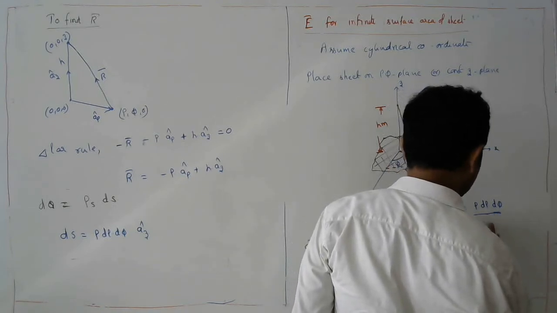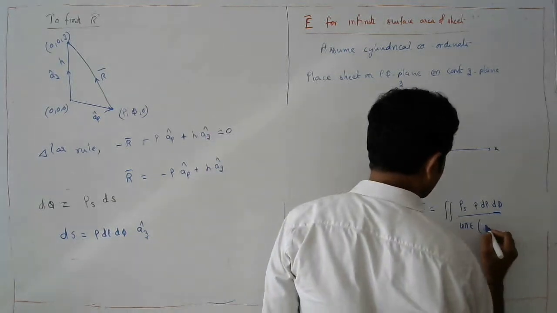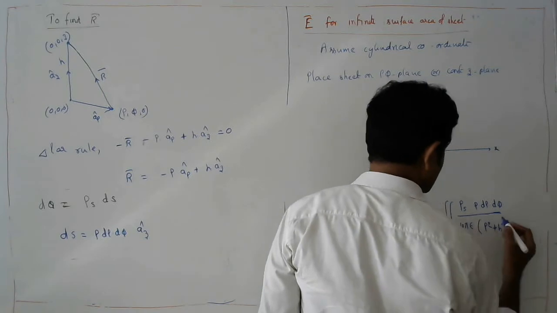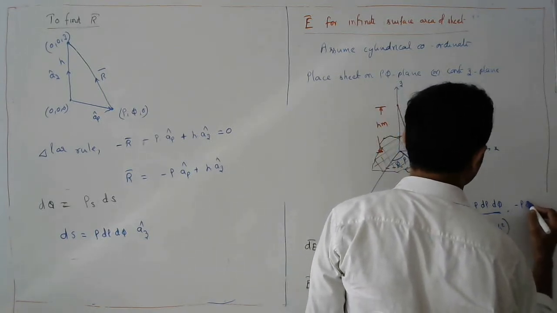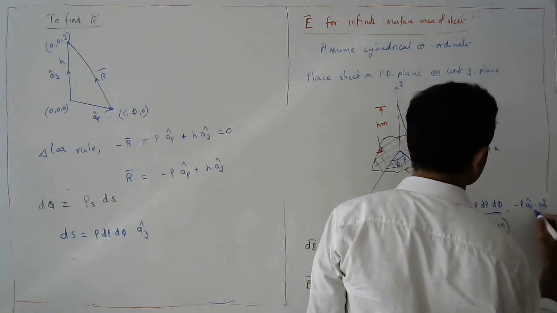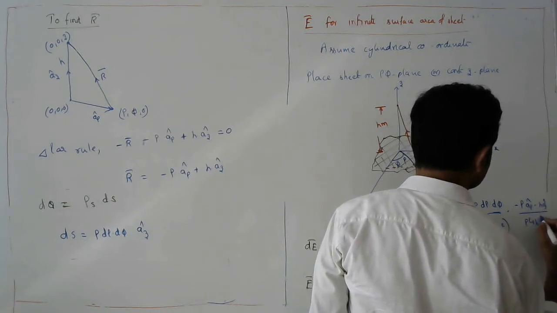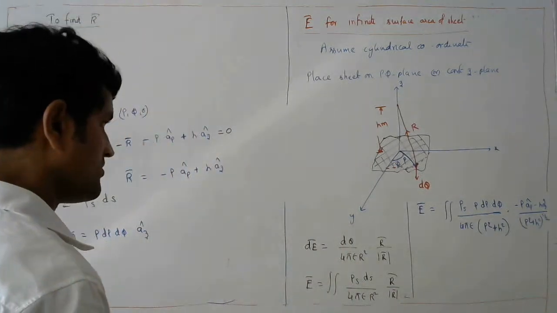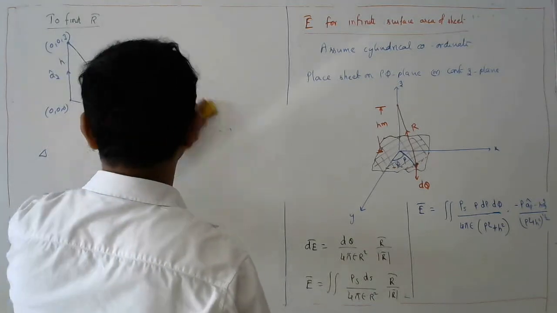Now this r square magnitude is rho square plus h square. So rho square plus h square, and r bar is nothing but minus rho into a rho cap minus z into a z cap, divided by rho square plus h square whole to the power of 1 by 2. Now, if we integrate that, we will get the expression for E bar.